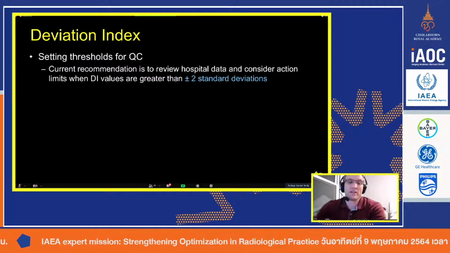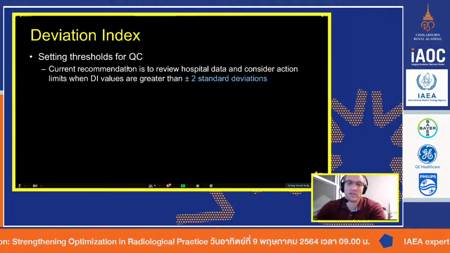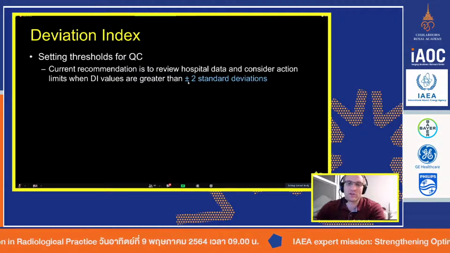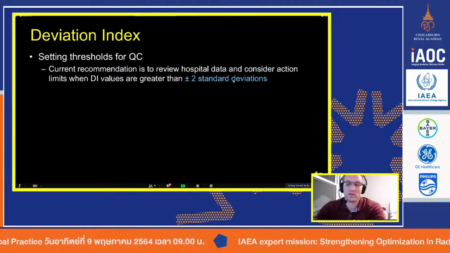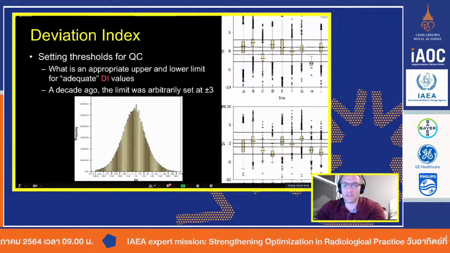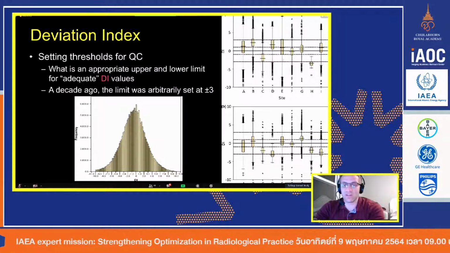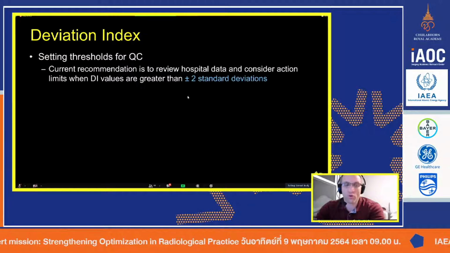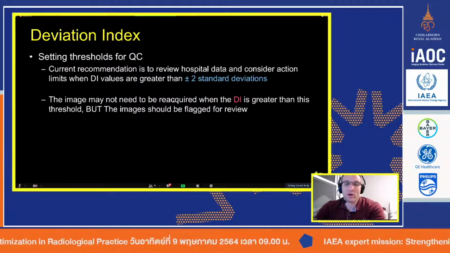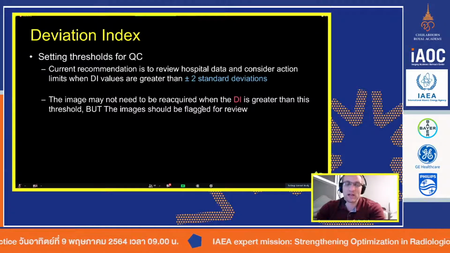So what we did in our publication is we recommended that you start looking for quality control problems after plus or minus 2 standard deviations from your mean. Obviously every hospital, as you can see here, has their own means and median values, and you know what the first and second standard deviations are. So you can do this for your own hospital. Now, the image may not need to be reacquired, but the image should be flagged for review.